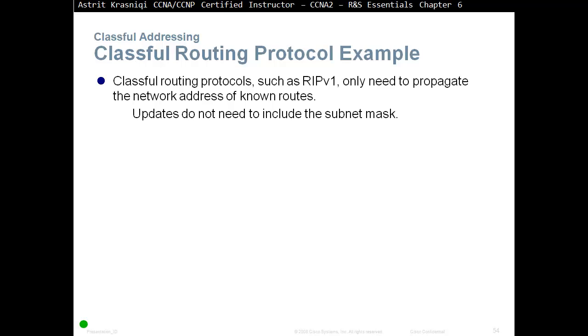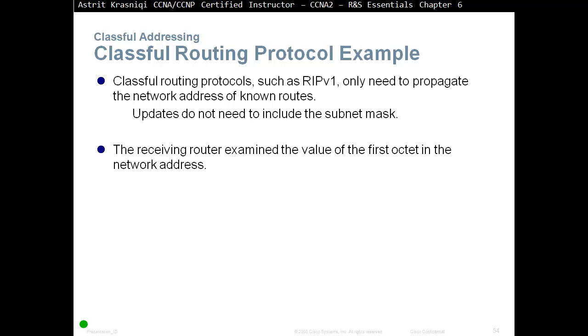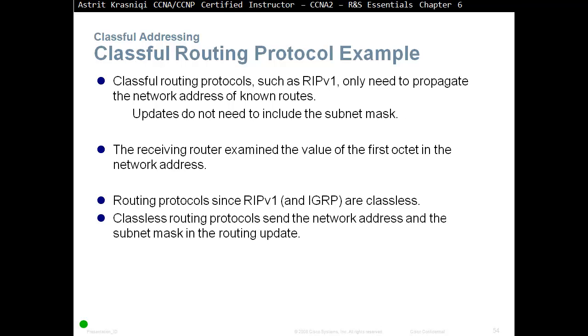So classful routing protocols, such as RIP version 1, only need to propagate the network address to known routes. Updates do not need to include the subnet mask. The receiving router examines the value of the first octet in the network address. Routing protocols since RIP version 1 and IGRP are classless. So now we have classless routing protocols, and these do send a subnet mask in the routing updates.